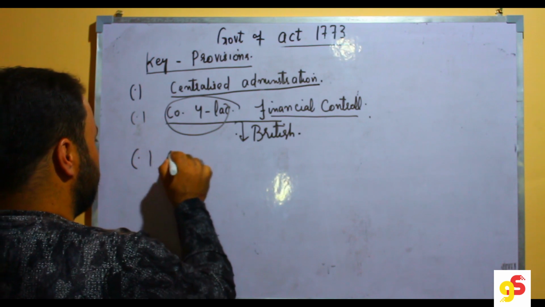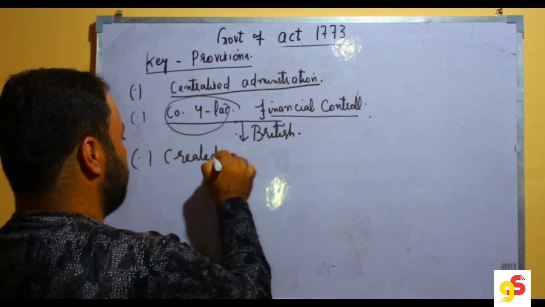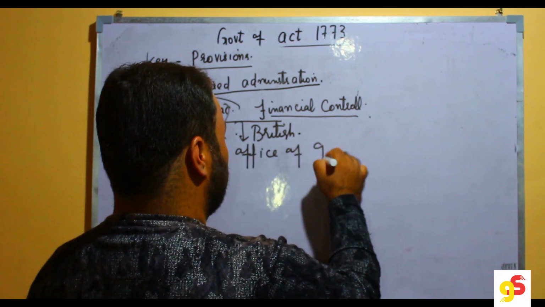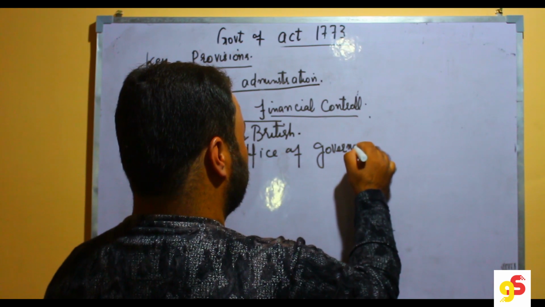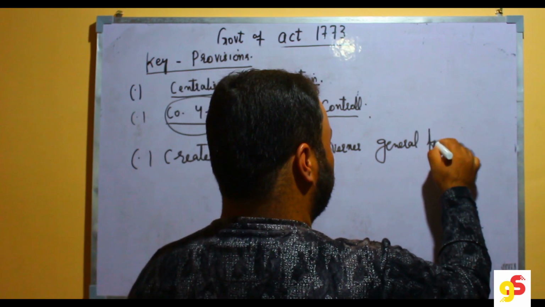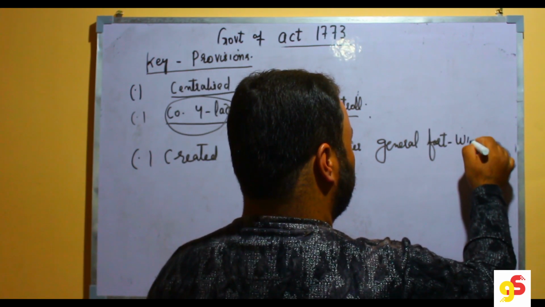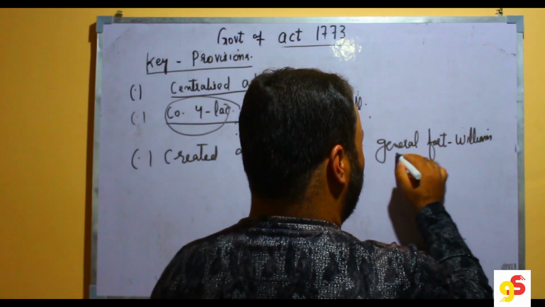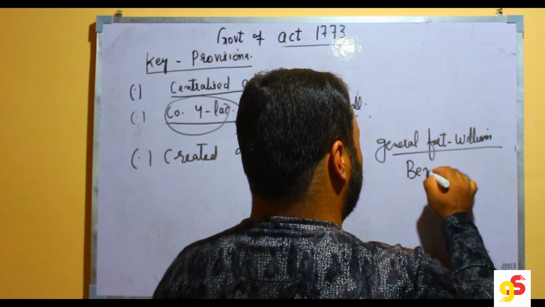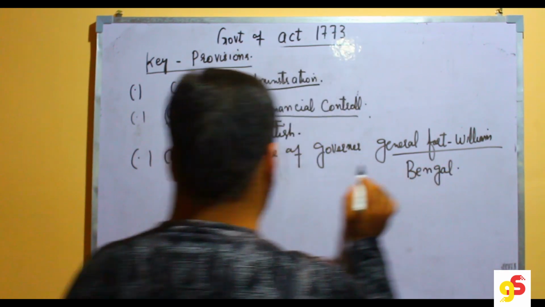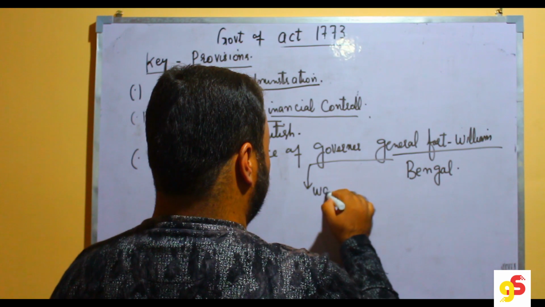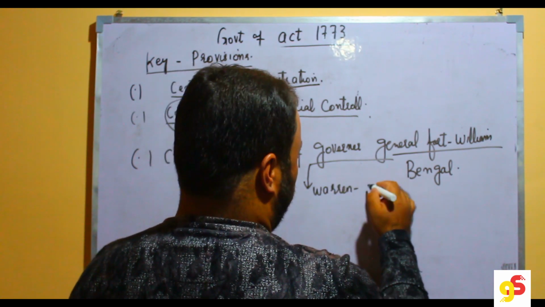This act created the office of Governor General at Fort William. Fort William was at Bengal, and the first Governor General was Warren Hastings.